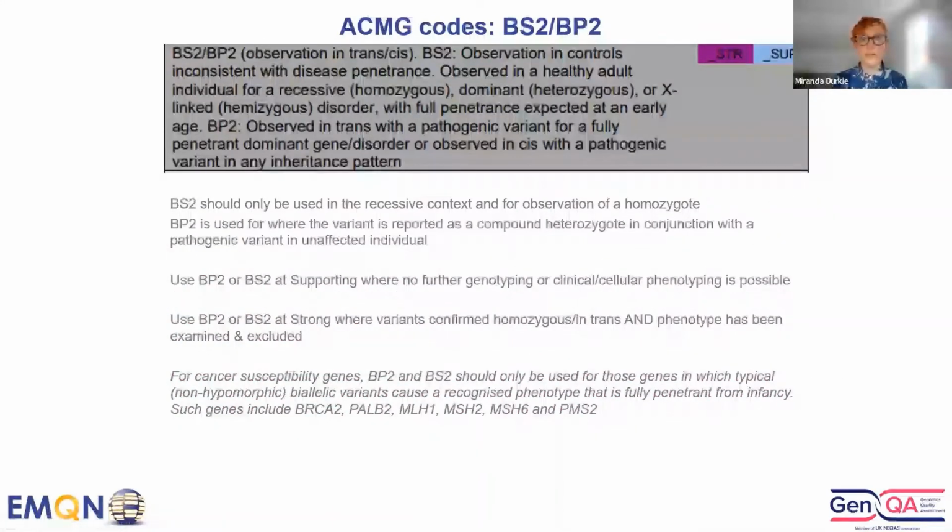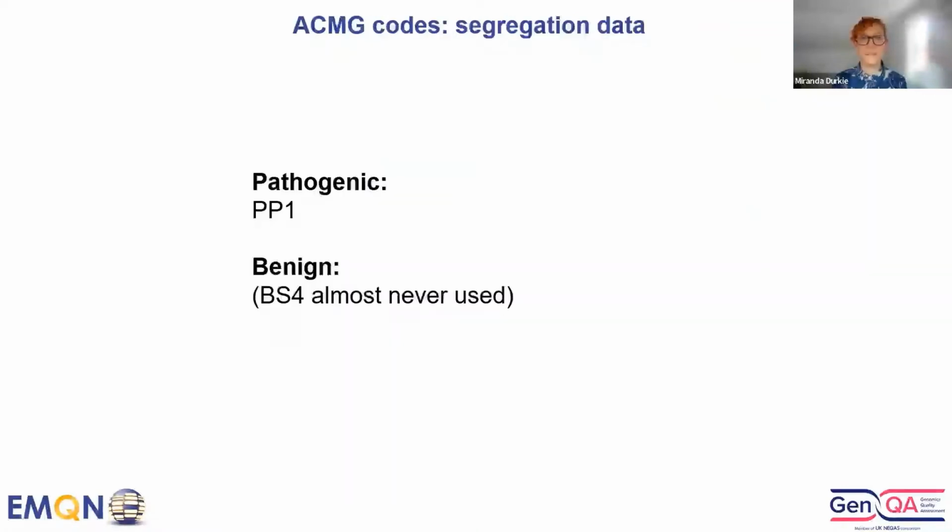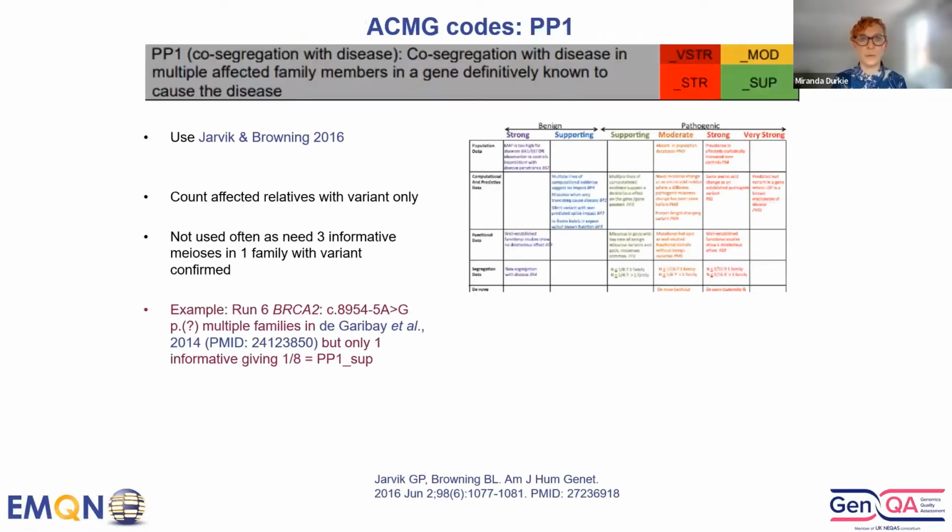This is another one I'm going to skip over and move on to the segregation data. In actual fact, I didn't even do a slide for BS4 because it's pretty much never used. It would be non-segregation of disease, but we know breast and ovarian cancer caused by BRCA1, BRCA2 and HRR genes has reduced penetrance, and we also have phenocopies. So it would be very unusual to use BS4 in this case, and it's a strong category as well. So we're just going to focus on PP1.